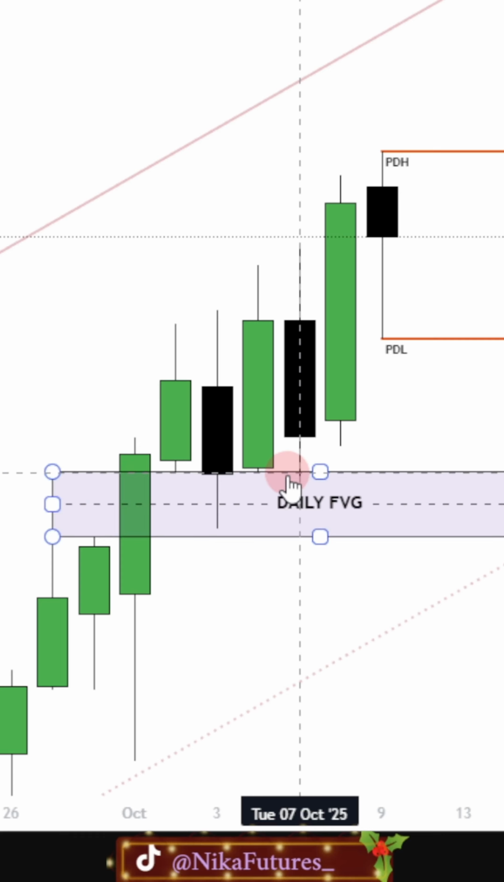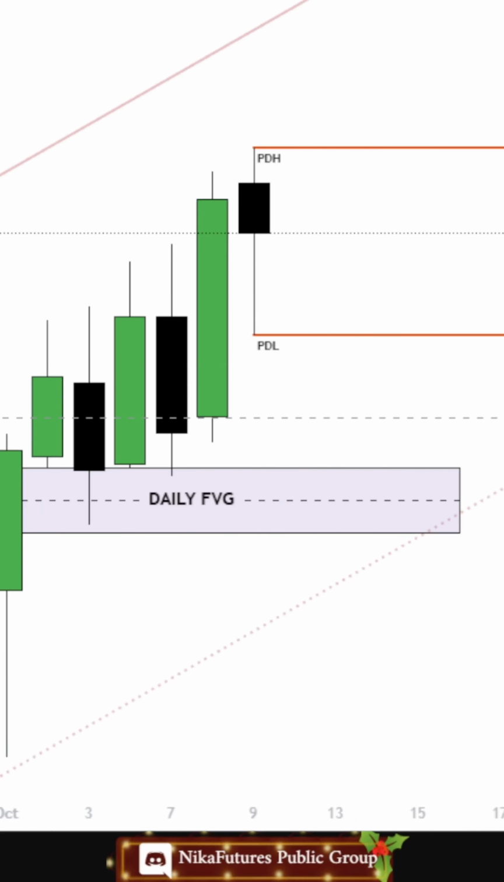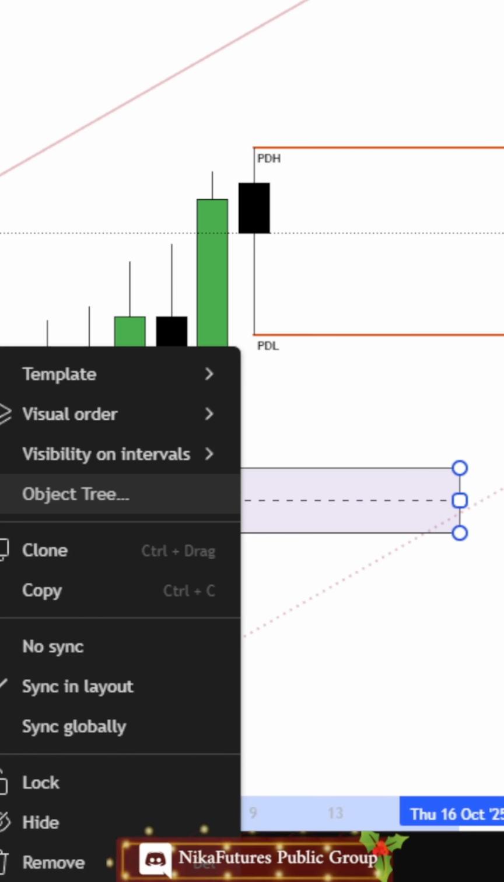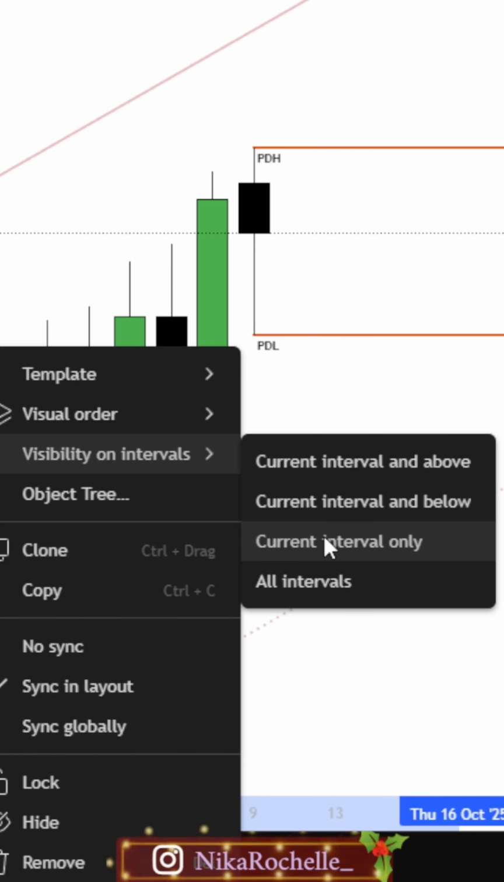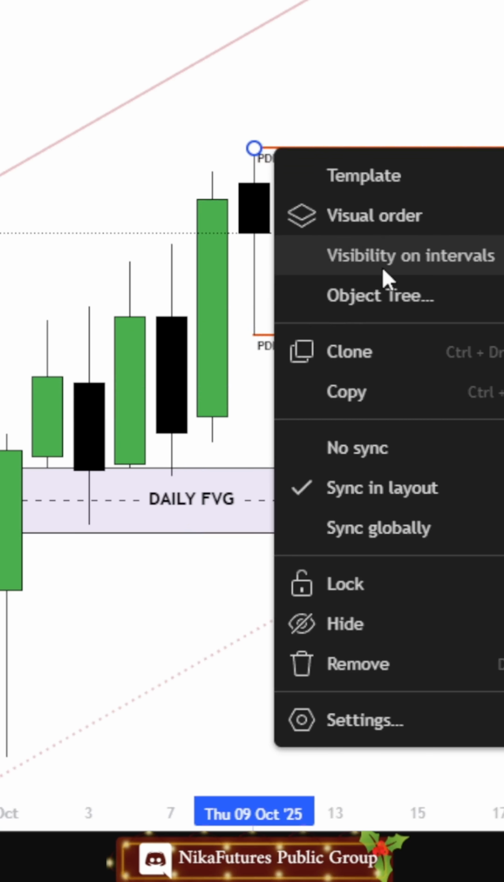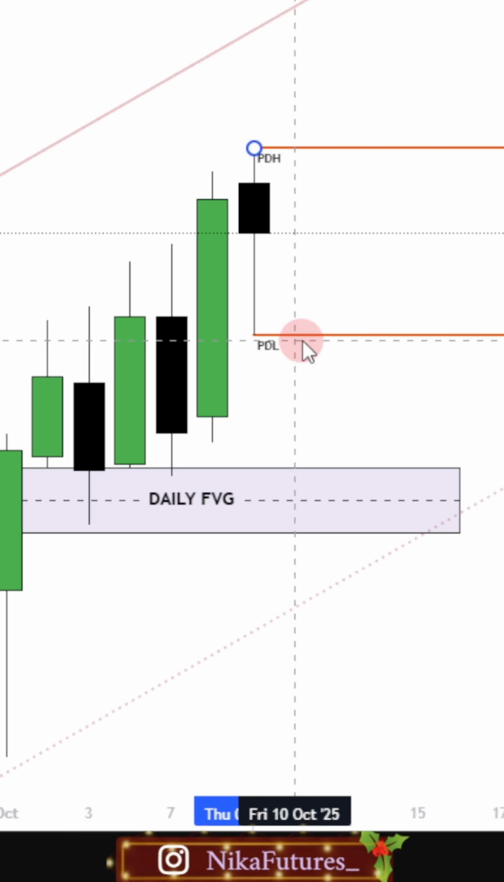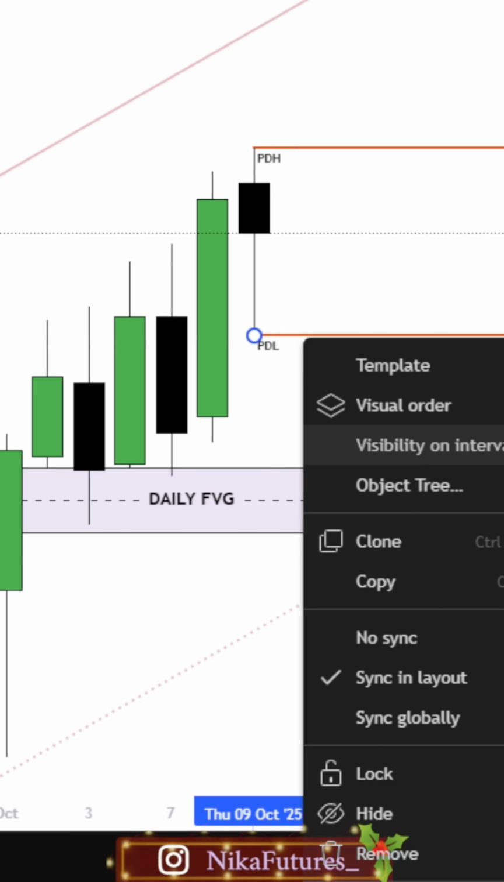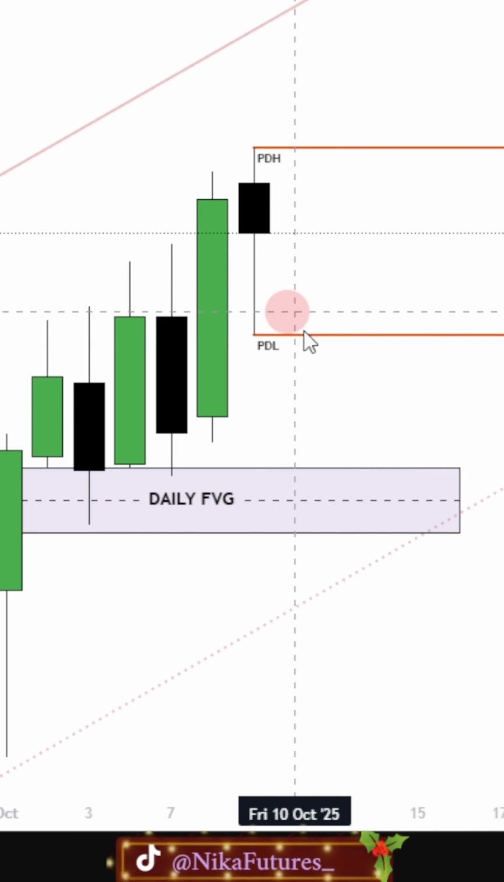Now, lately, because there's been a lot of gaps everywhere, I would just make sure I have this visible on current interval only. That's how I like to do it because I have multiple monitors up so I can see it. Then I make my lines visible on all intervals so I can see it on all time frames. All right, that's what I'm looking for in the morning.